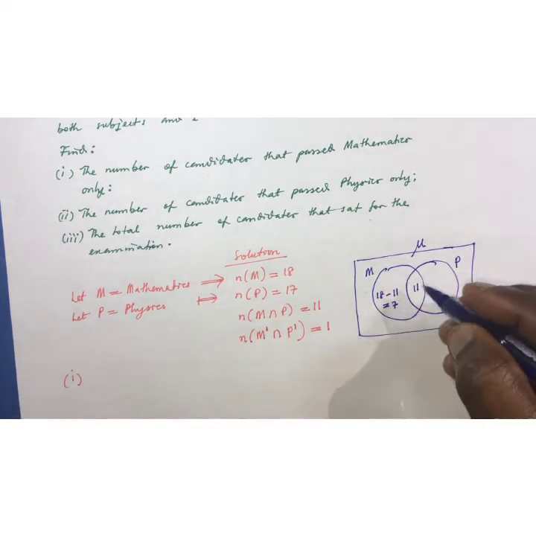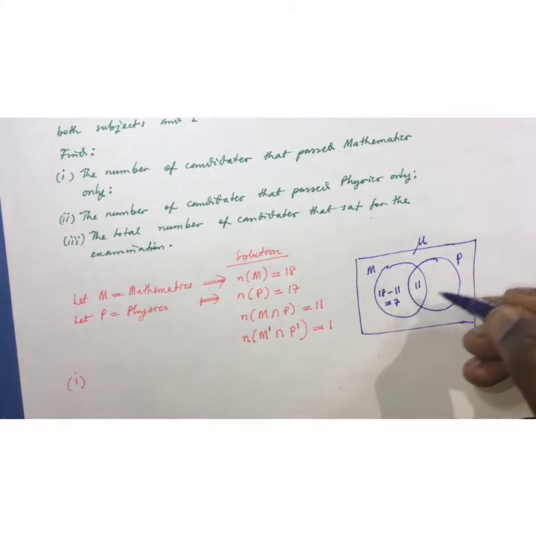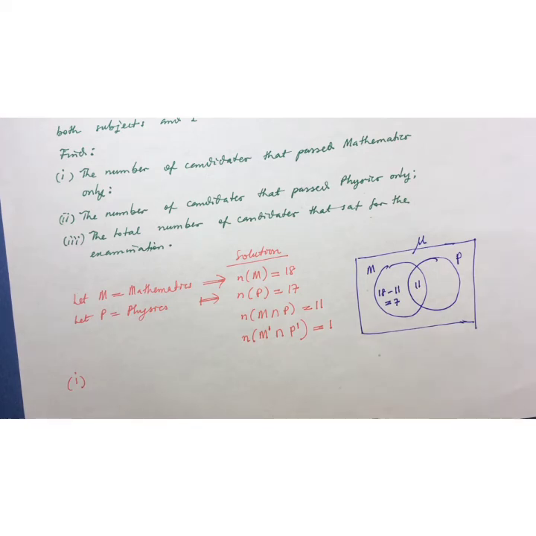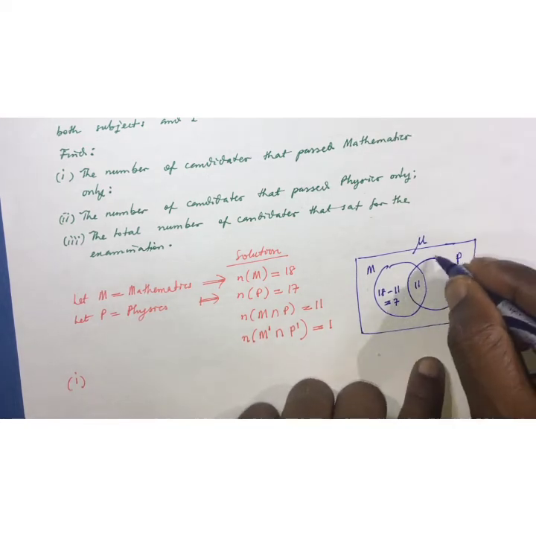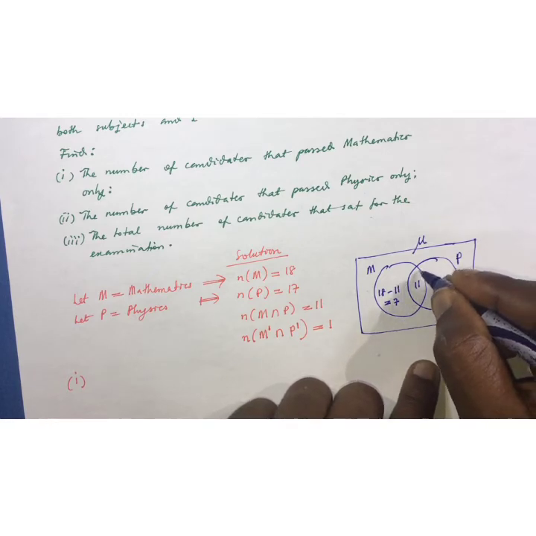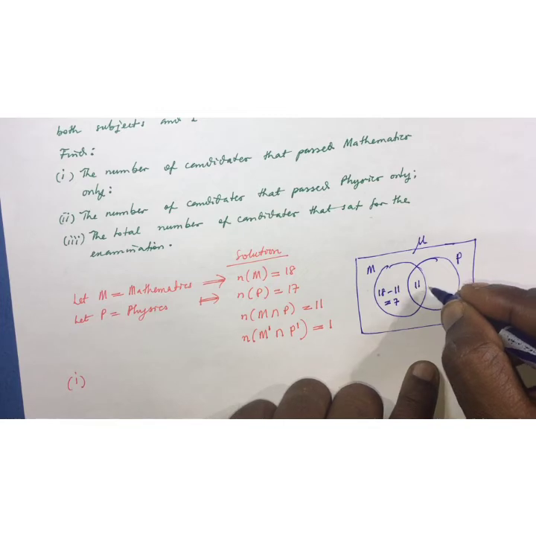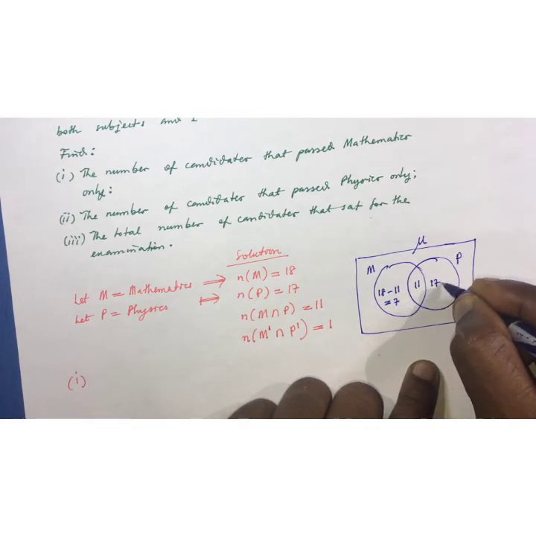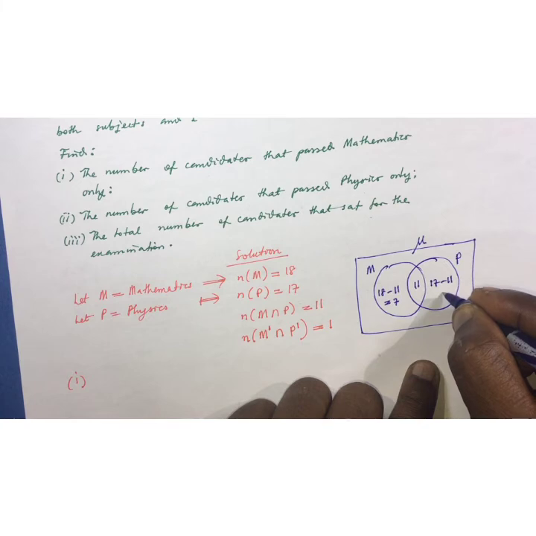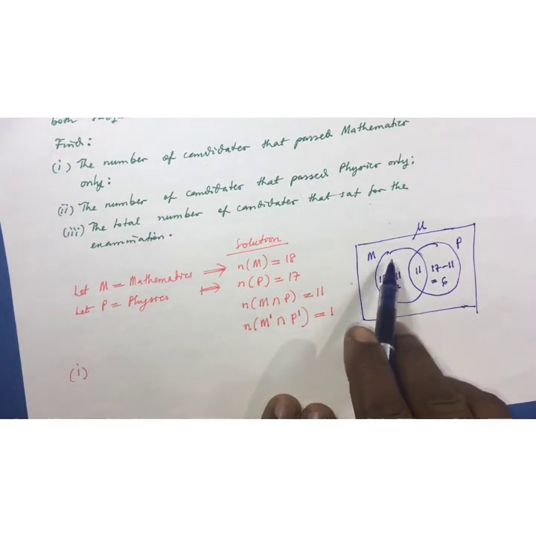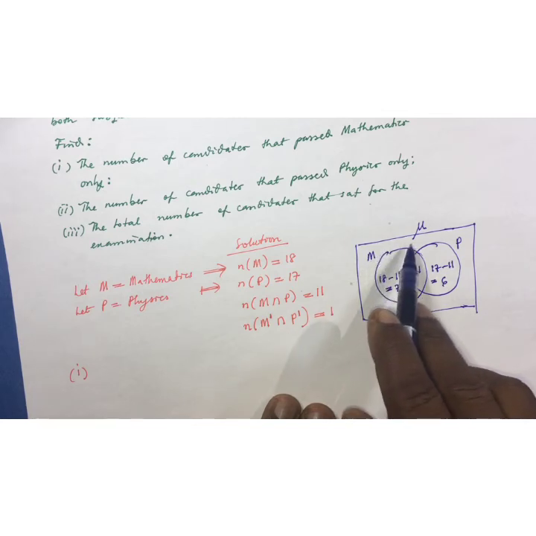Now, remember, this shaded portion here is for mathematics only. This shaded portion is for physics only, if you go through our videos on Venn diagram. Now, 17 candidates passed physics. So this place here that looks like a half moon is for those who pass physics only. So this will be 17 minus 11, and that will give us 6. So 6 candidates passed physics only.